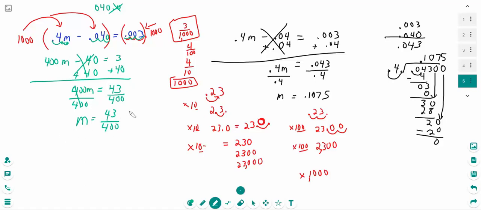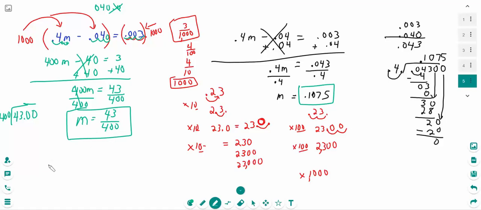Now, if you wanted to take the time to do it, you could certainly take 43 and divide it by 400. And if you did that, you'd have to annex some decimals here to do that. But if you did that, you would, in fact, end up with 0.1075. 0.1075 and 43/400ths are the same thing. One's just a decimal, the other is a fraction. So you are perfectly legitimate in leaving this as 43 over 400.